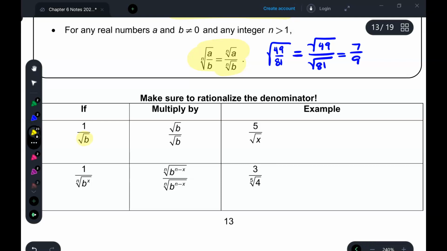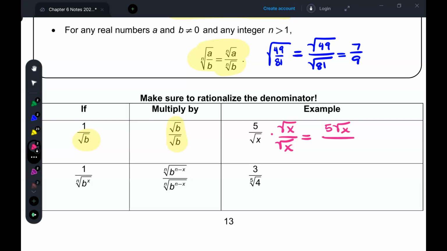If I have something like 1 over square root of b, what do I want to multiply by? Square root of b over square root of b. So here's my example, 5 over the square root of x. What do I want to multiply the top and the bottom by? Square root of x over square root of x. So I get 5 root x over x. Well, it would be square root of x squared, but what happens then? You just get x, right? The square root and the square cancel each other. It doesn't look very simplified, but we count that as simplified.